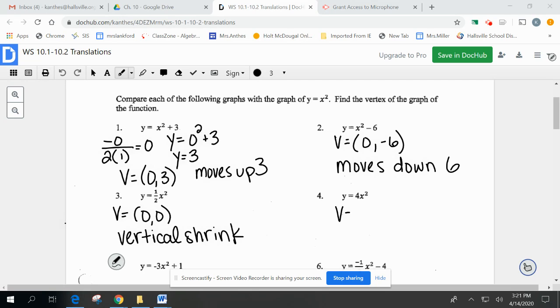Number 4, your vertex is 0, 0. And that whole number right here in front of x squared is going to cause the opposite. It's going to cause a vertical stretch.